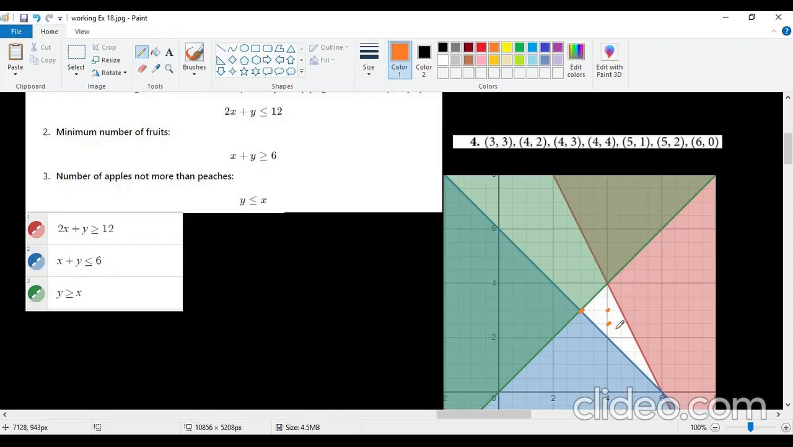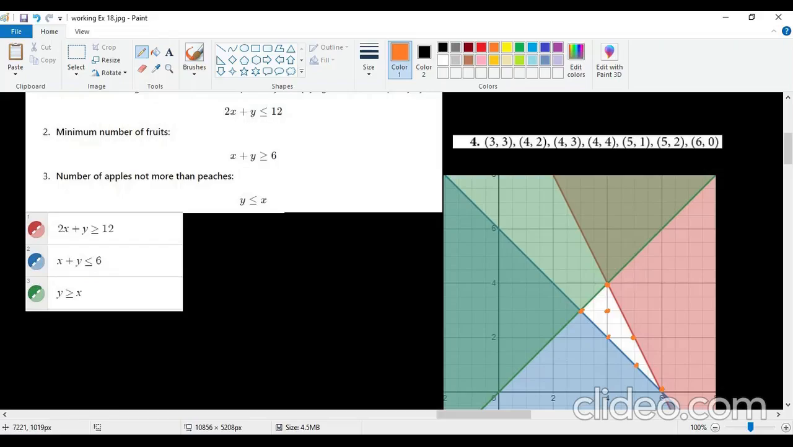4 2 is down below. 4 3 is this one. 4 4 is another one. These are the numbers 5 1. 5 is this and 1 is this. 5 1 is this one. Then comes 5 2. 5 2 is also a number that comes within this range. And then comes 6 0. So these are the 6 points that you have in the triangle.